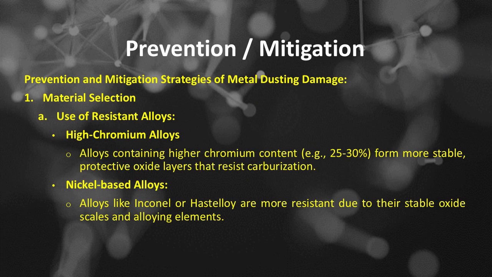Number 1 of the prevention and mitigation strategies of metal dusting damage is material selection. Number A, use of resistant alloys such as the following. The first is high chromium alloys. Alloys containing higher chromium content, such as 25 to 30%, form more stable, protective oxide layers that resist carburization. The second is nickel-based alloys. Alloys like Inconel or Hastelloy are more resistant due to their stable oxide scales and alloying elements.